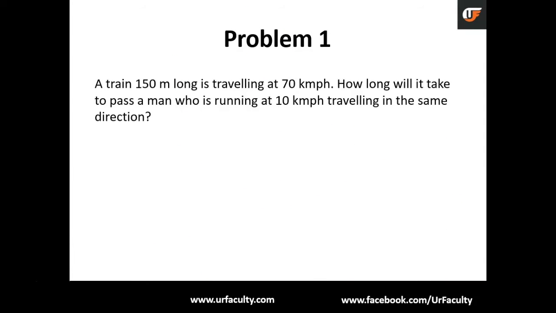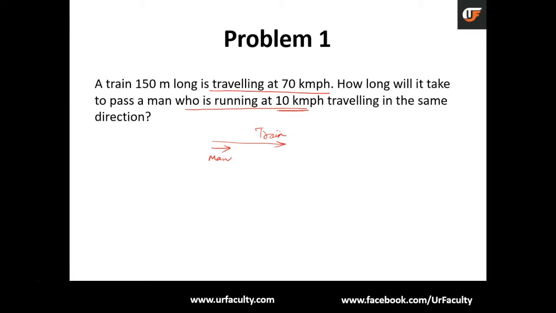Okay, a train is 150 meters long and is traveling at the speed of 70 km per hour. How long will it take to pass a man who is running at 10 km per hour, traveling in the same direction? That's quite a good speed by that person. Now, there's a train traveling and there's a man running.